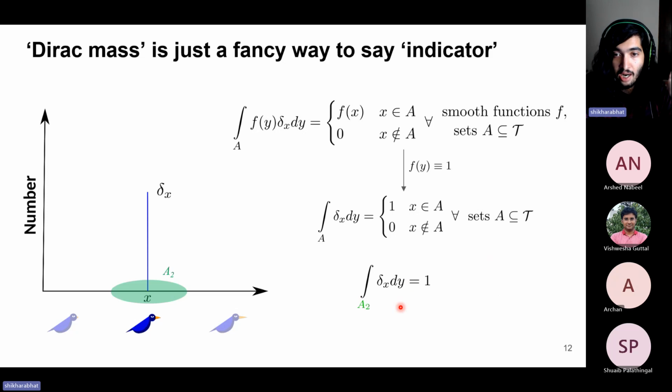This is how I like to think of the Dirac delta, and I think this is how you should think of the Dirac delta. It is never going to occur outside of an integral in our talk. So this definition suffices.